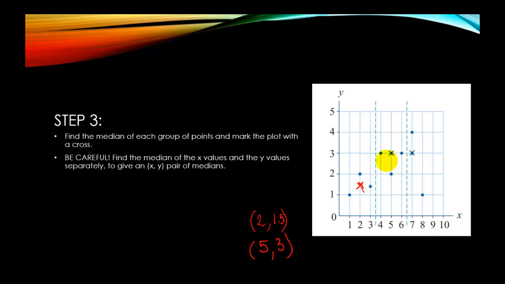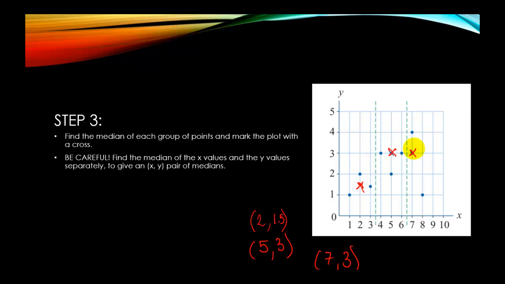Rub out those numbers and put a cross at that point. In this last region, the x variable, that one there is 7, that one there is 7, and this one here is 8. The middle number in this case, of course, is going to be 7. Rub out those numbers, and this one here is 1, this one here is 3, this one here is 4. So the middle number in this situation is going to be 3. Rub those out, and we put our cross at the point 7, 3.